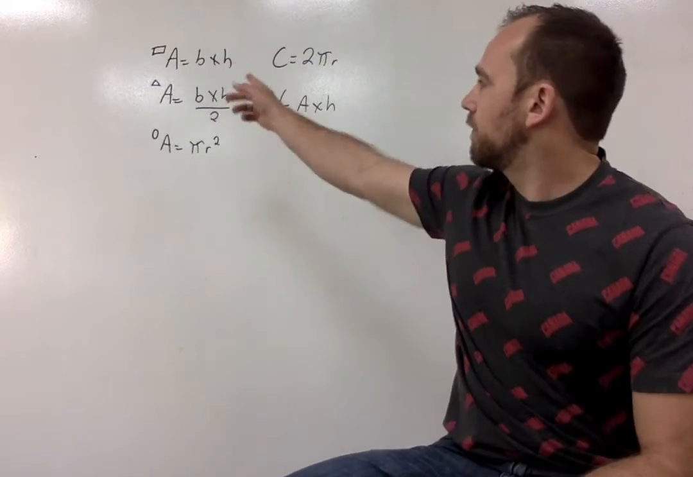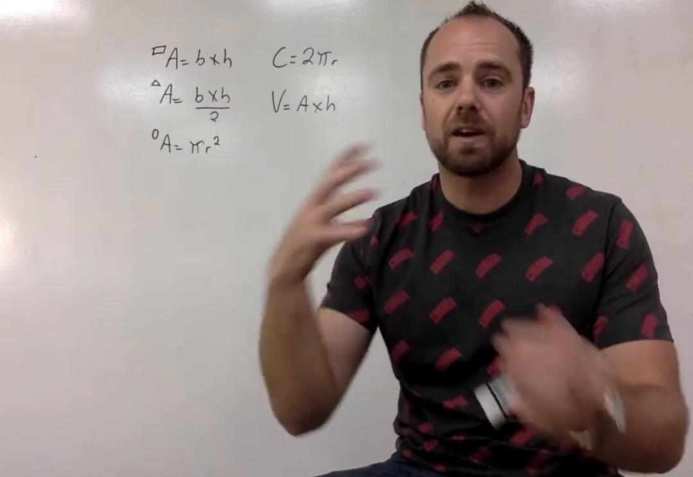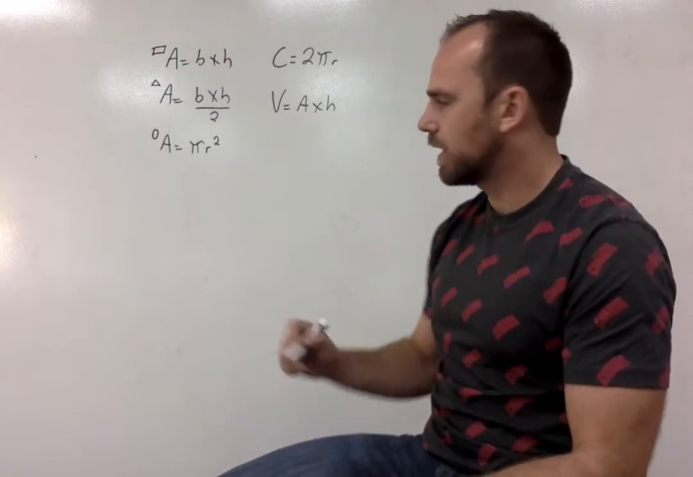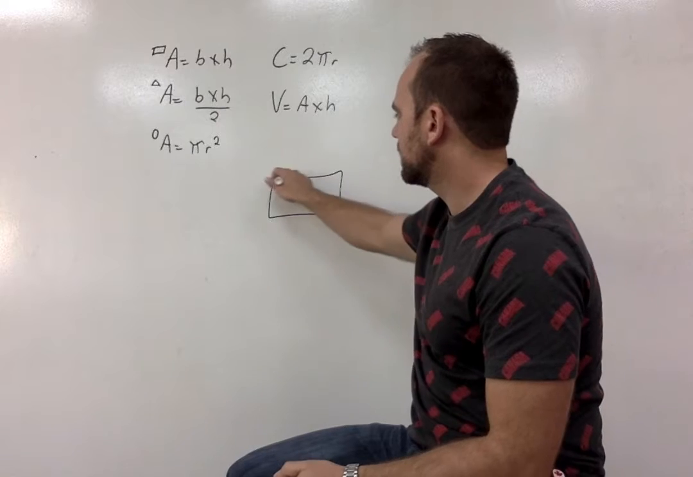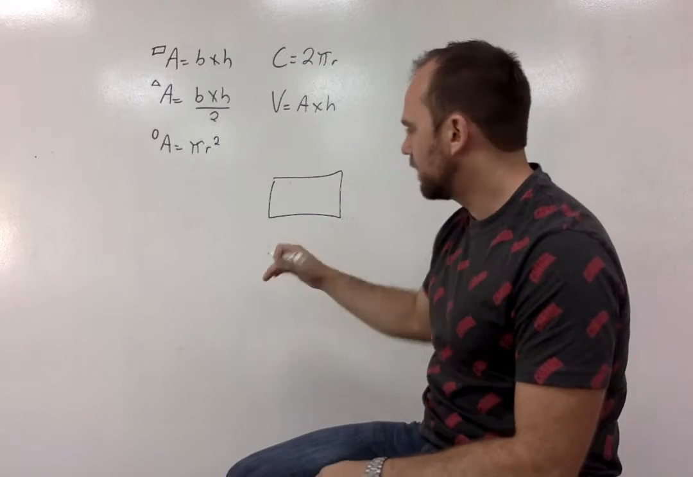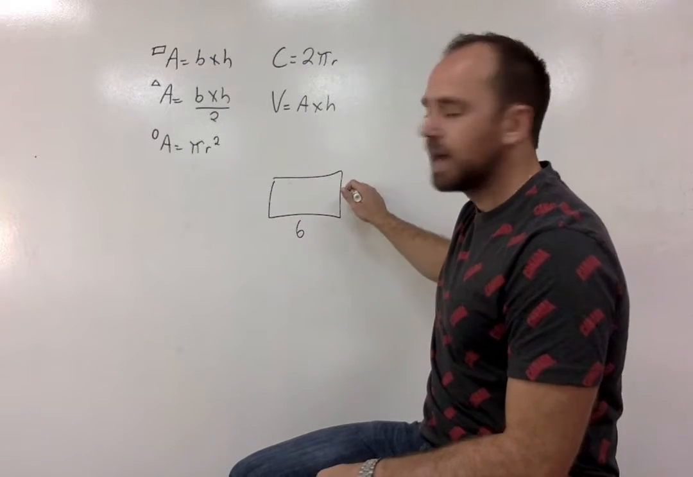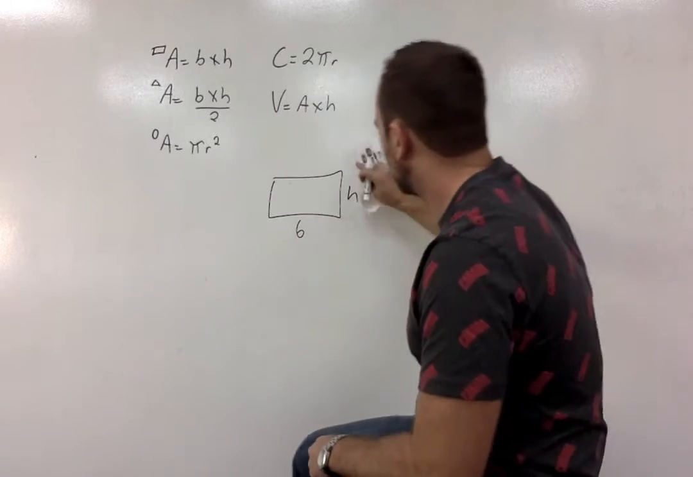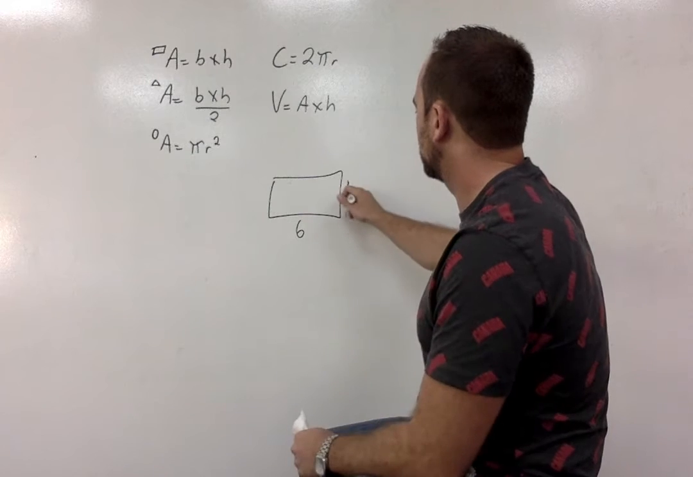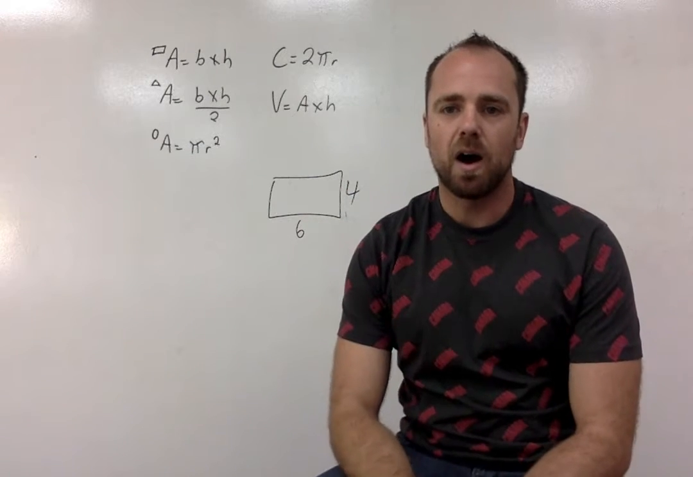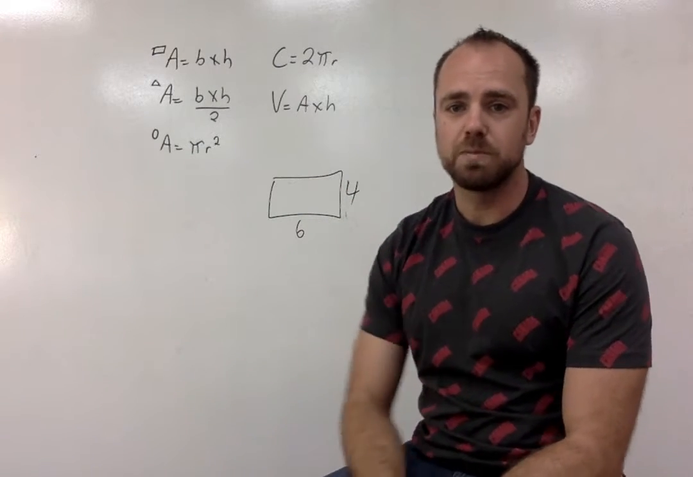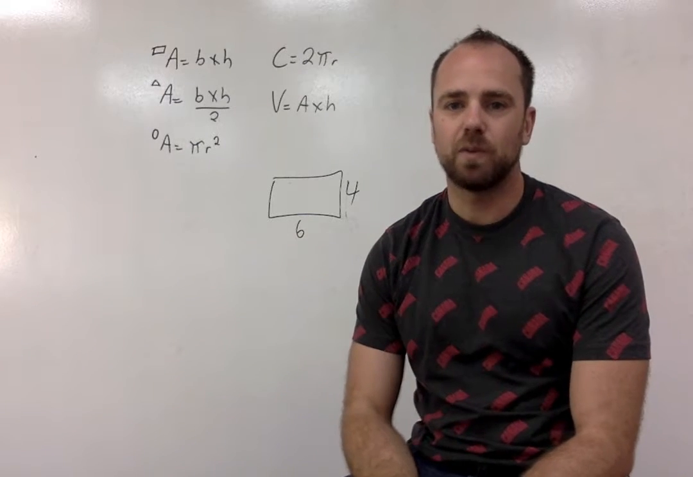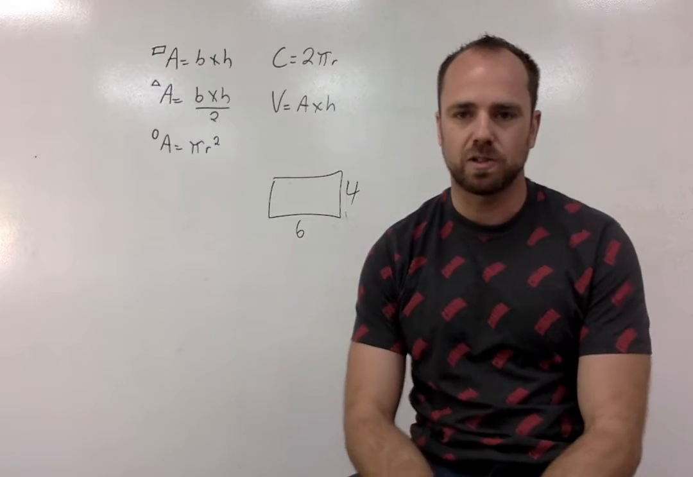The first one: when you're trying to find the area of a square, a four-sided shape. If we have something like this, with a base of 6 and a height of 4, our formula is going to be area equals base times height, so 6 times 4. So we end up getting 24 centimeters squared in that situation.